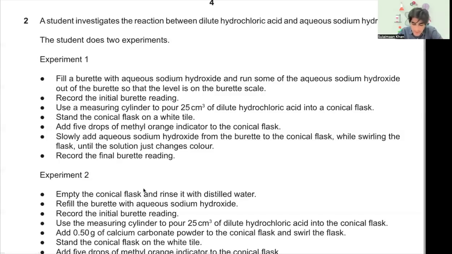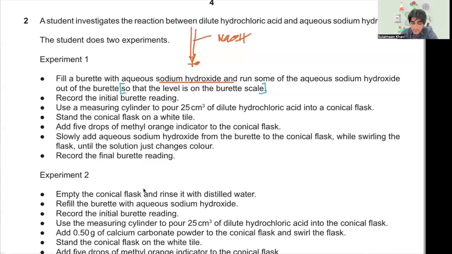Experiment 1: fill the burette with aqueous sodium hydroxide and run some of the aqueous sodium hydroxide out of the burette so that the level is on the burette scale. So he added sodium hydroxide right here in your burette. Remember this, always annotate. So sodium hydroxide is in the burette, and this is actually a precaution as well.